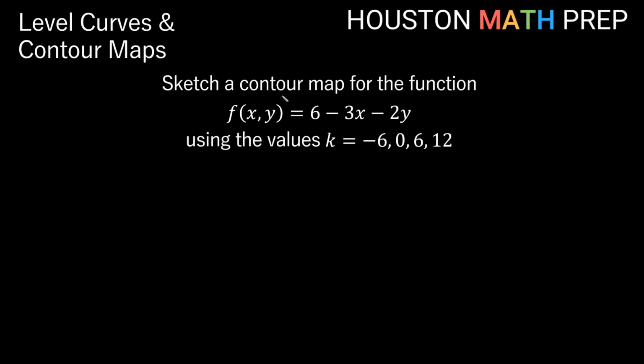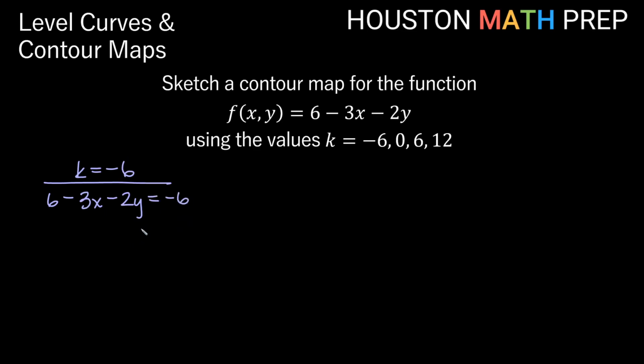Let's look at our final example. We're going to do a contour map. Notice that our k values for our level curves are all 6 apart here. Our function is f(x,y) equal to 6 minus 3x minus 2y. So we'll just start setting these equal to these values. So z equals -6. That's our first plane that we're going to slice through. So we'll set our function 6 minus 3x minus 2y equal to this -6.